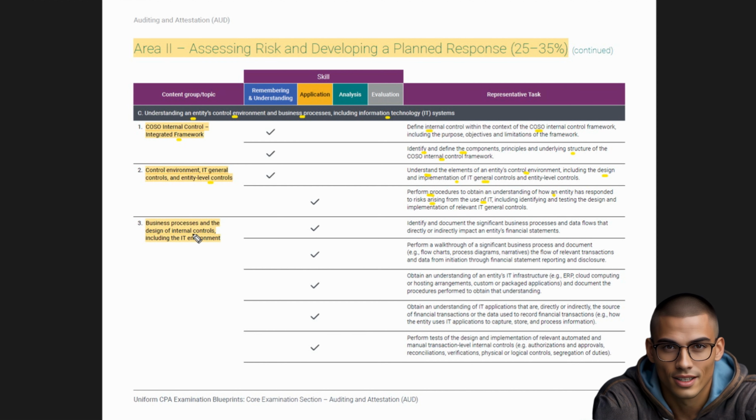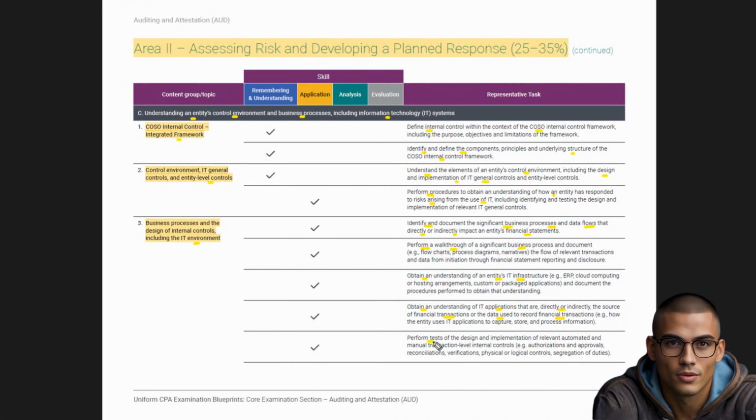Next, you have business processes and the design of internal controls, including the IT environment, where you'll need to be able to identify and document significant business processes and data flows that directly or indirectly impact the entity's financial statements. You'll need to be able to perform a walkthrough of significant business processes. You'll need to be able to obtain an understanding of an entity's IT infrastructure. You'll need to be able to obtain an understanding of the IT applications that are directly or indirectly the source of the financial transactions and the data used to record financial transactions.